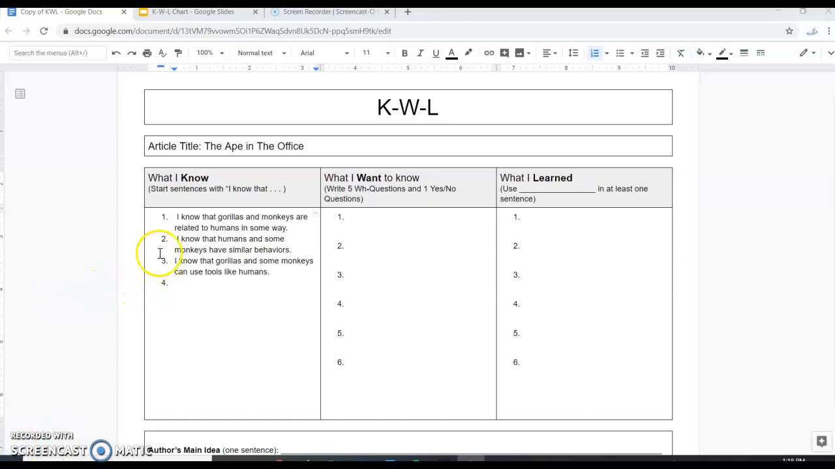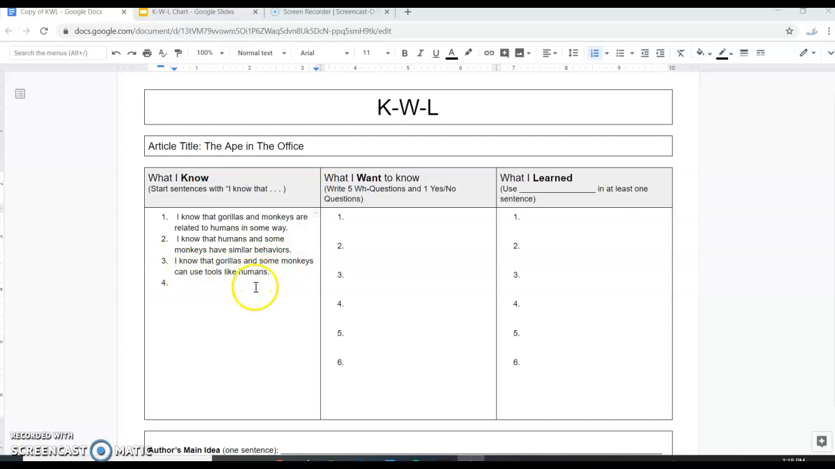Okay, so now I've filled out the what I know column. I've started all my sentences with "I know that." So I've said I know that gorillas and monkeys are related to humans in some way. I know that humans and some monkeys have similar behaviors. I know that gorillas and some monkeys can use tools like humans.